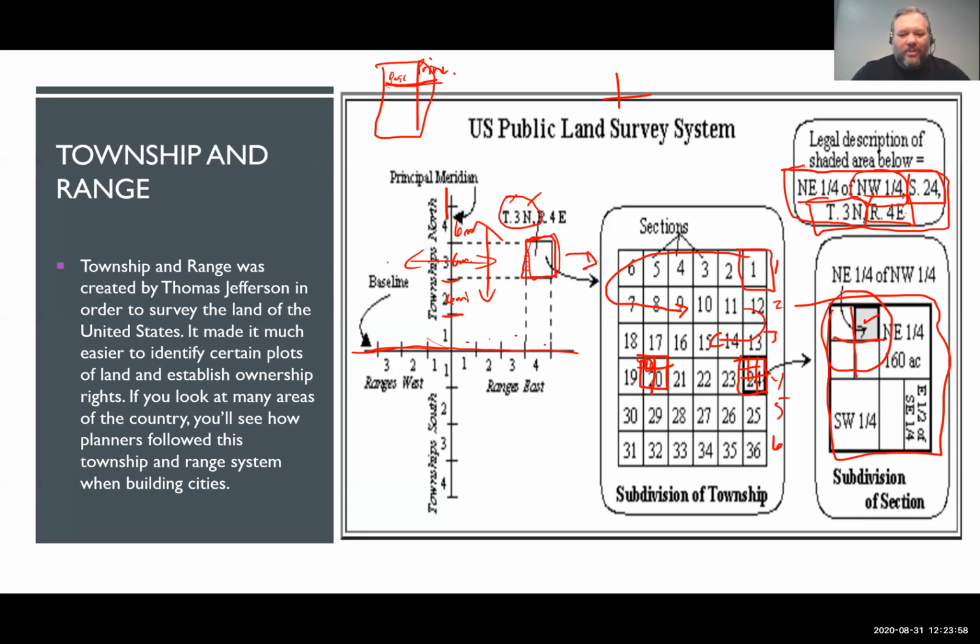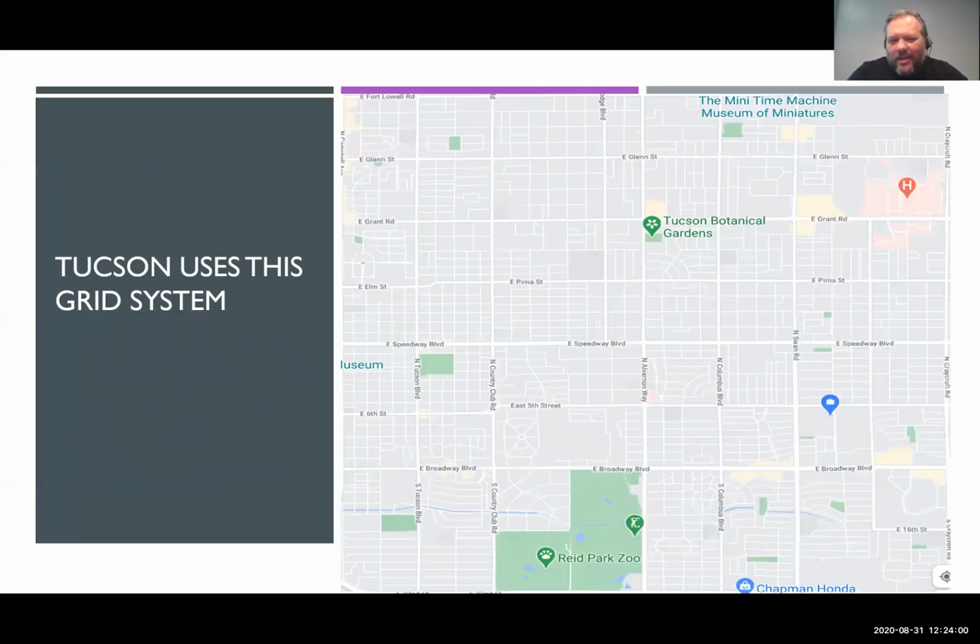If you look at something like Tucson, the way that this is mapped out, Tucson is really a grid. Here's Fort Lowell Road up there, and each of these is a mile. I don't know if you ever knew that, between Grant and Speedway is a mile, Speedway to Broadway is a mile, Broadway to 22nd down here is a mile. So there's a mile, there's a mile, there's a mile.